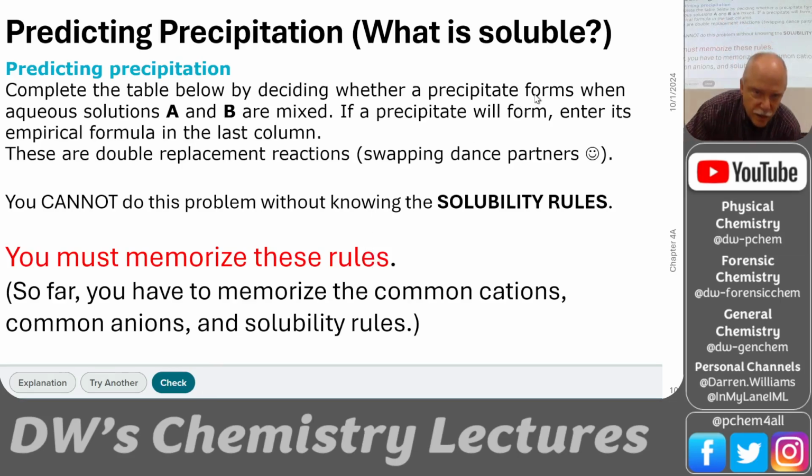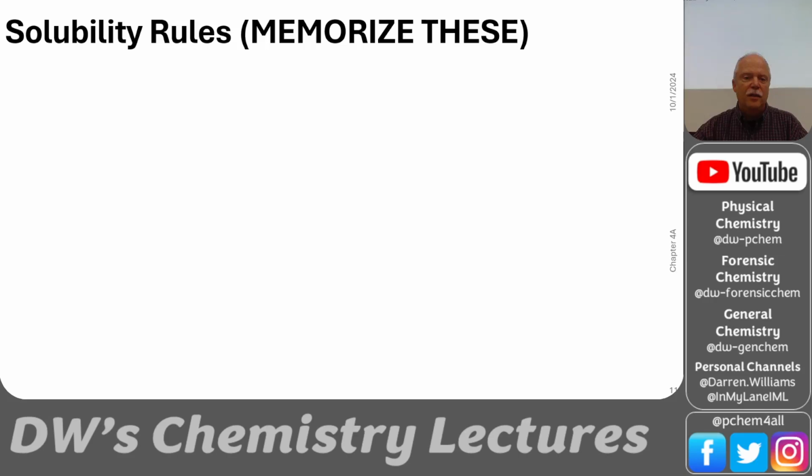So this is saying, in this problem in Alex, complete the table by deciding whether a precipitate forms when aqueous solutions of A and B are mixed. If a precipitate will form, enter its formula in the last column. You cannot do this problem without knowing the solubility rules. And so in the explanation, you'll see the little solubility rules. So here's my version of these solubility rules.